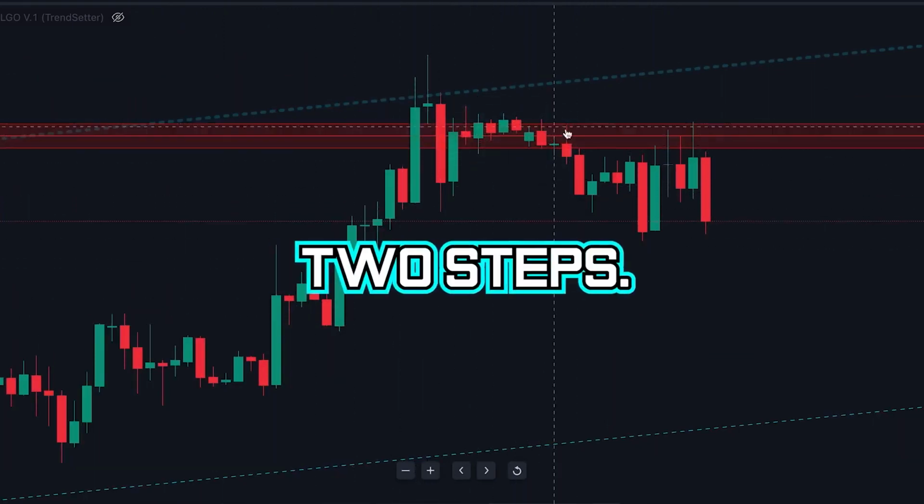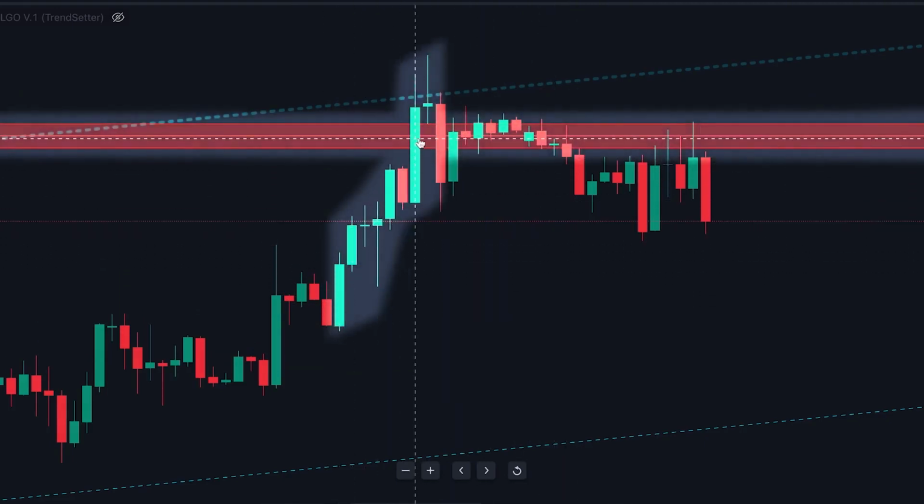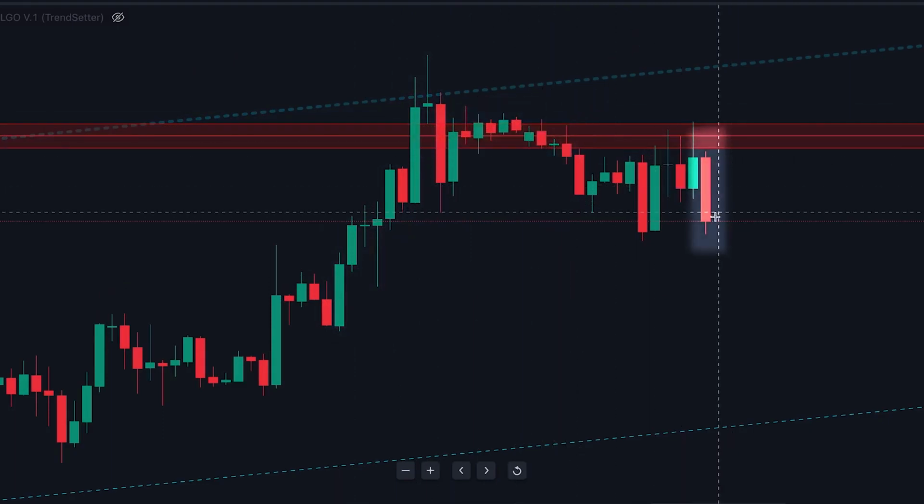So this is the first 2 steps. First we have strong bullish candles approaching a level, then we have weak bearish candles or doji candles signifying a battle for control at that point, and then a strong bearish candle which shows bears won that battle.